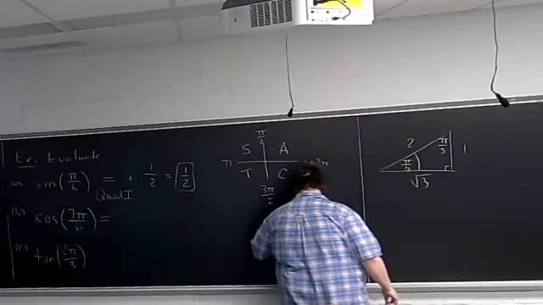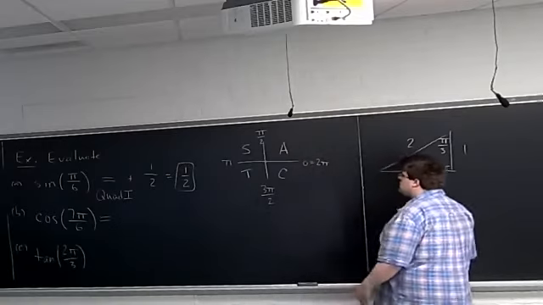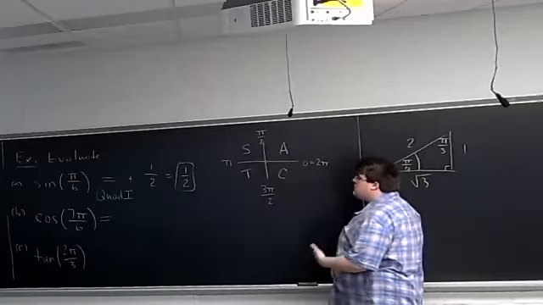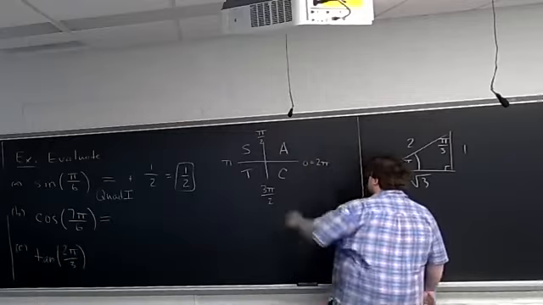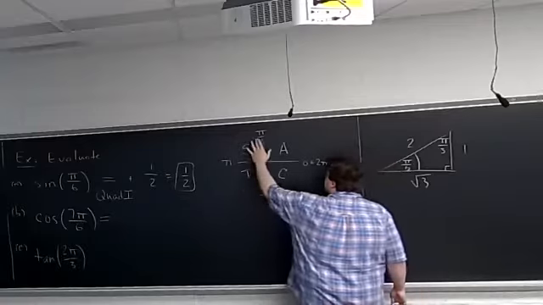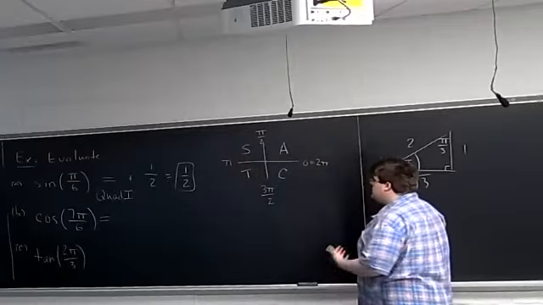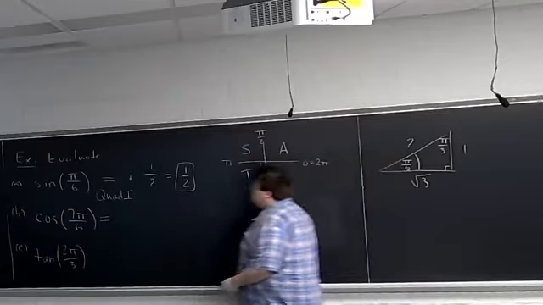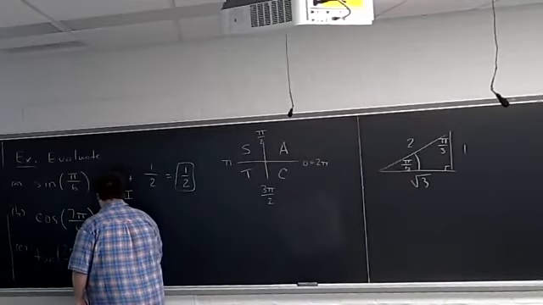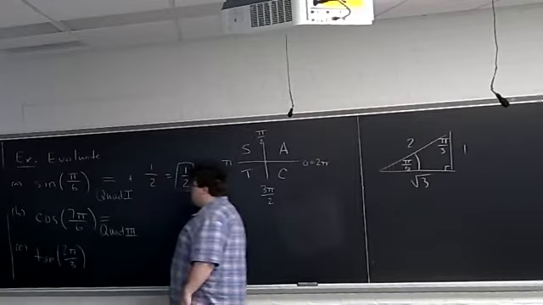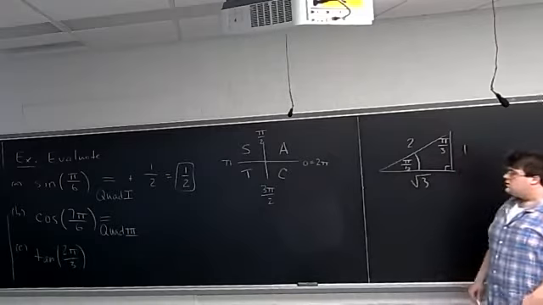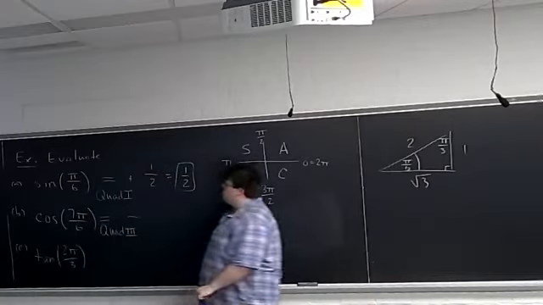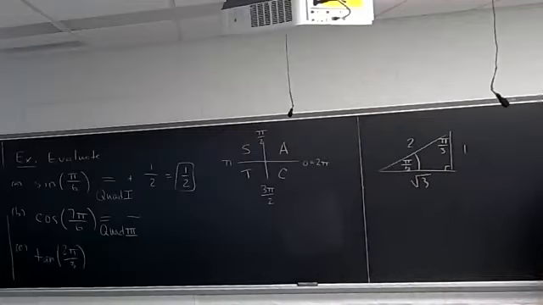Seven pi over six. Well, the coefficient on pi there is 7/6. It's a little more than 1. It's not between 0 and 1/2. It's also not between 1/2 and 1. But 7/6 is between 1 and 1 and 1/2, which tells us this is a quadrant 3 angle. In quadrant 3, tangent and cotangent are positive, so cosine is negative. Any questions about that part?